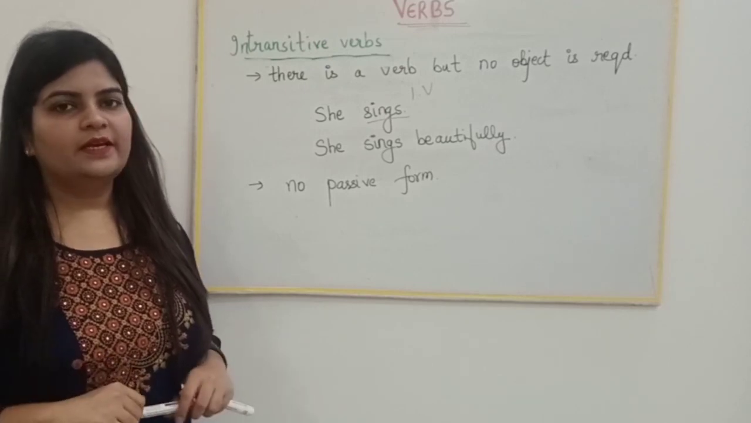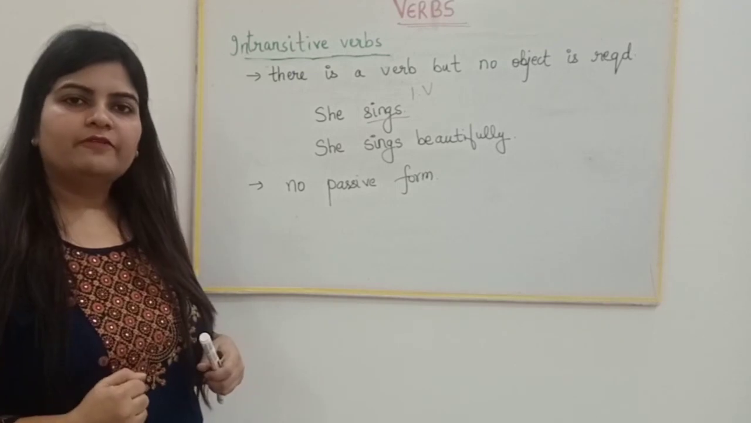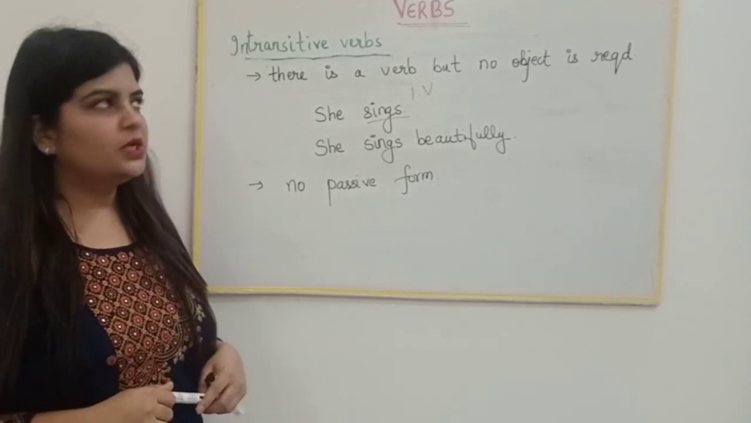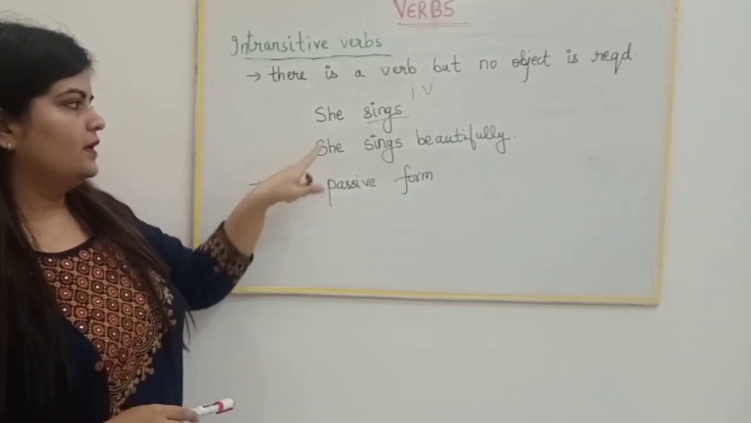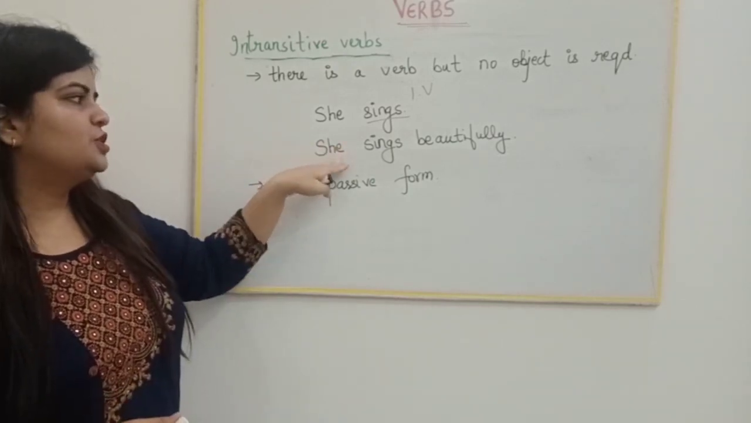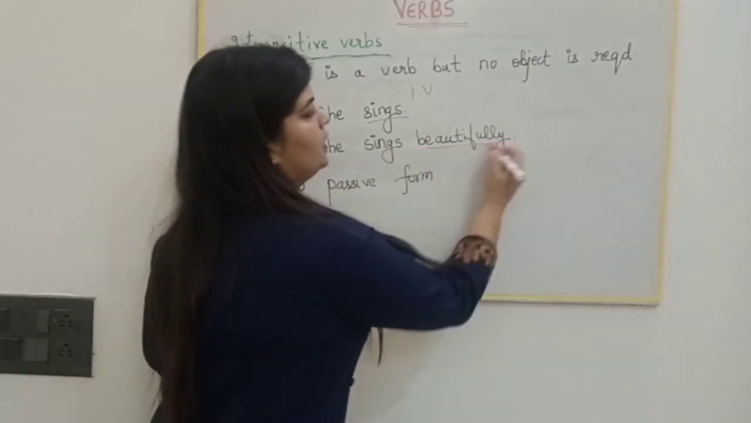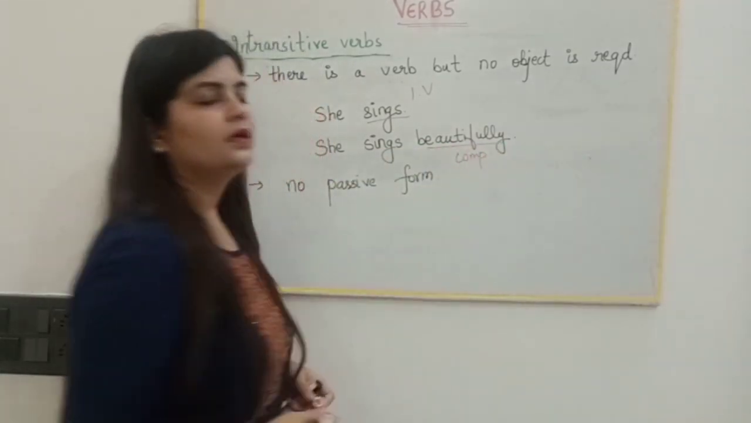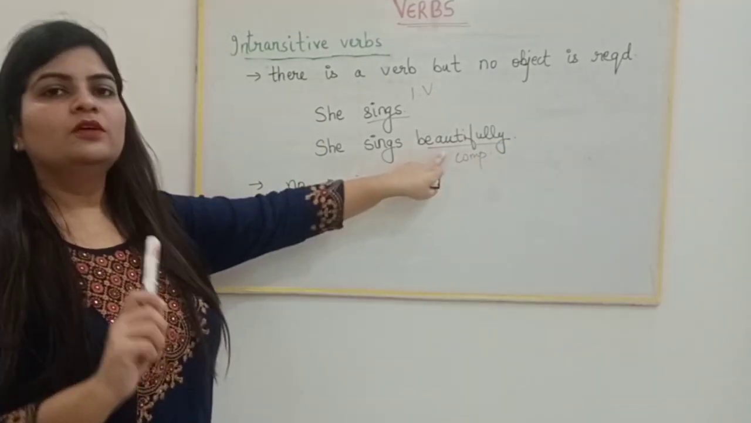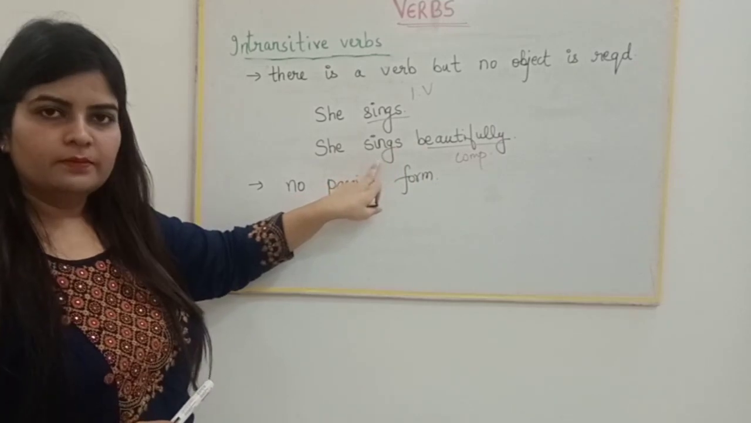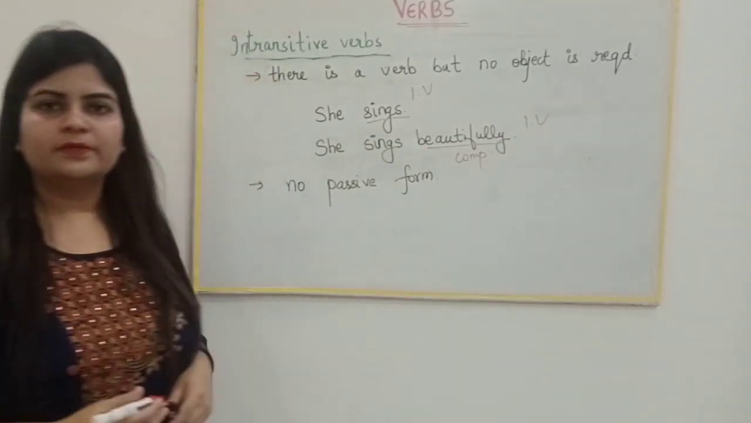Sometimes you may find a sentence which is long. Then you have to identify whether there is an object or any complement or phrase added. So here you can see I have made one more sentence: she sings beautifully. Now this beautifully is the complement. If it is a complement, it is not an object. It has no effect on this verb. So again it is an intransitive verb.